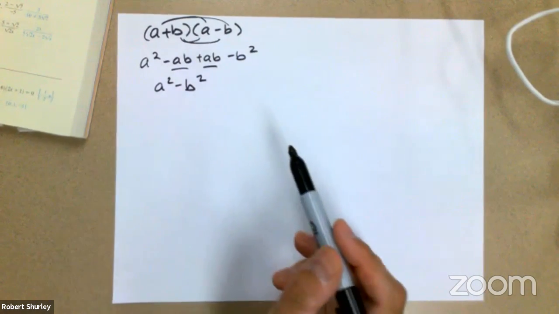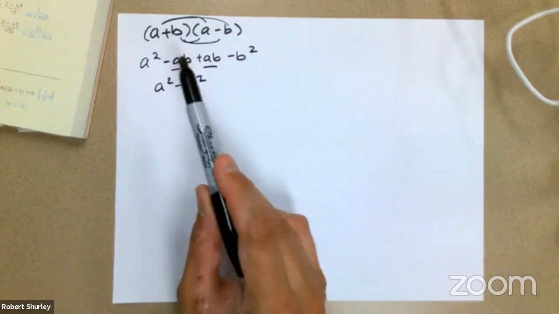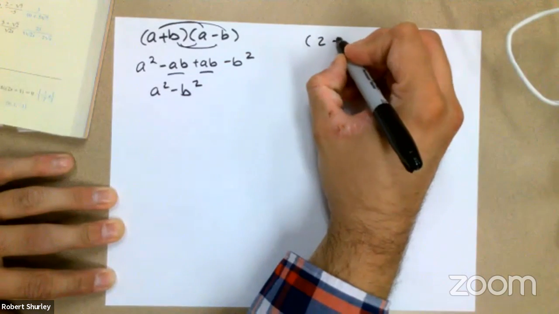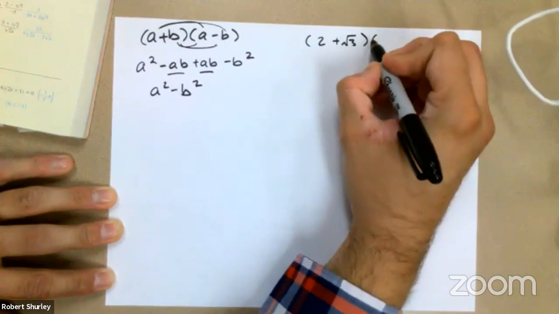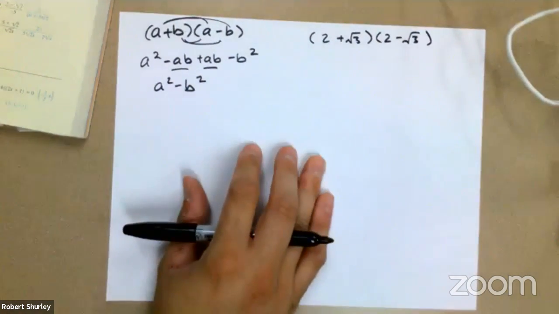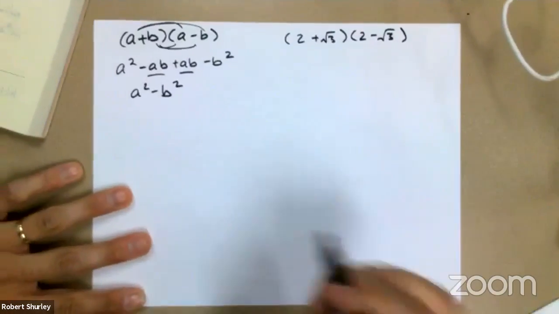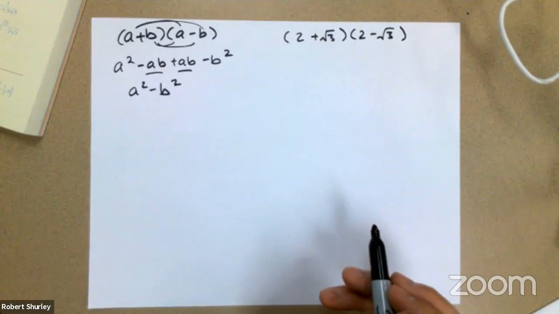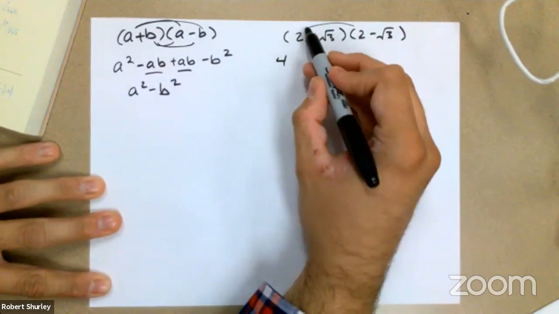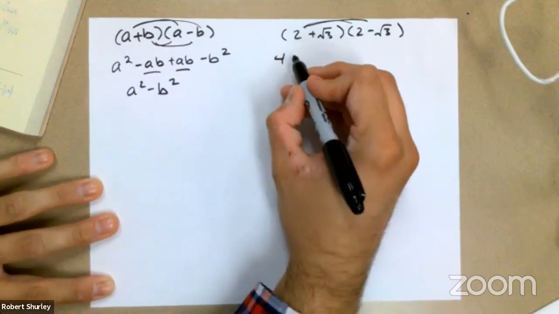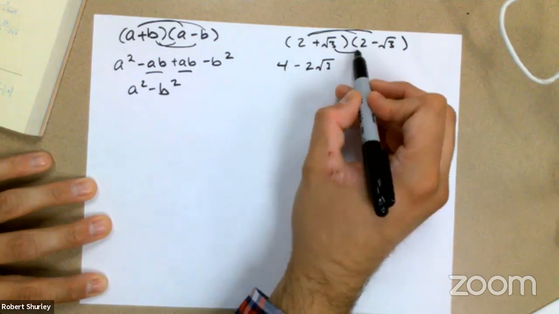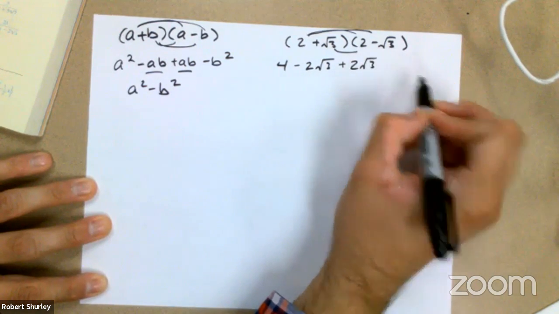Now, what's nice about this is it will make square roots go away. For example, if we had like 2 plus the square root of 3 and 2 minus the square root of 3, okay, notice these are conjugates of each other. 2 plus and then 2 minus, the same thing. And if we FOIL it out, 2 times 2 gives me the 4. Outside, now we can't really multiply them together, so we're going to smush them together. So we get minus 2 square root of 3. Inside, we get a plus 2 square root of 3.